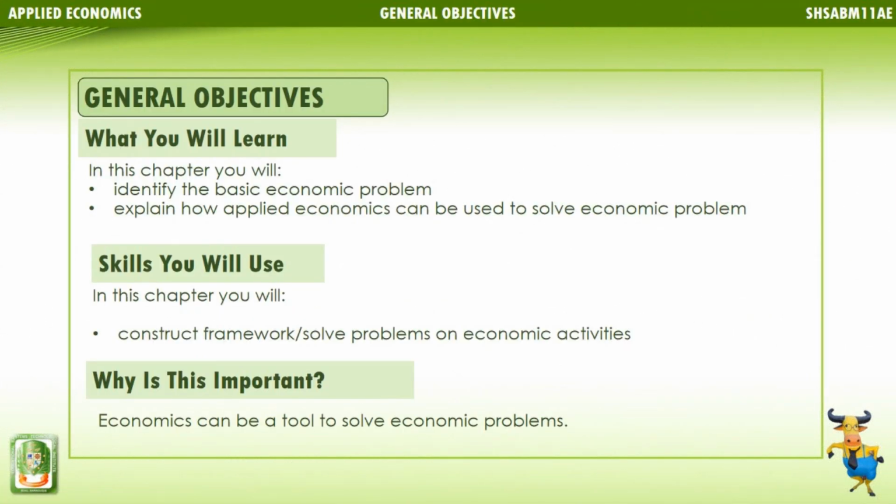General objectives. What you will learn: identify the basic economic problem, explain how applied economics can be used to solve economic problems. In this chapter, you will construct a framework and solve problems on economic activities. Why is it important? Because economics can be a tool to solve economic problems.